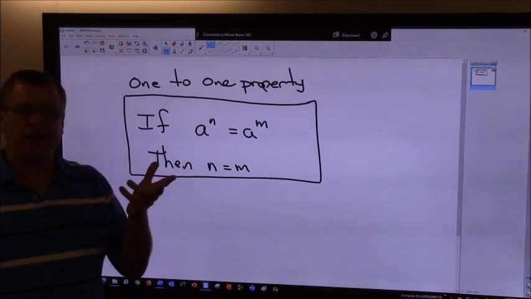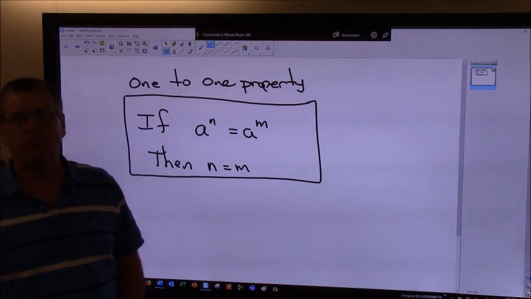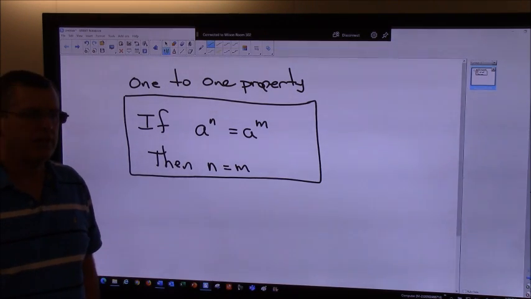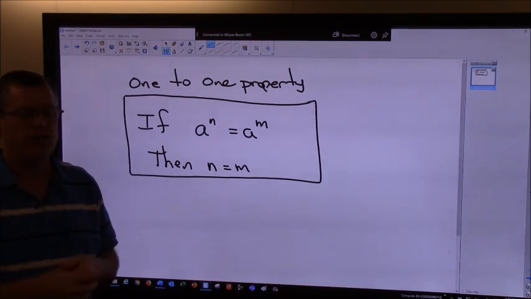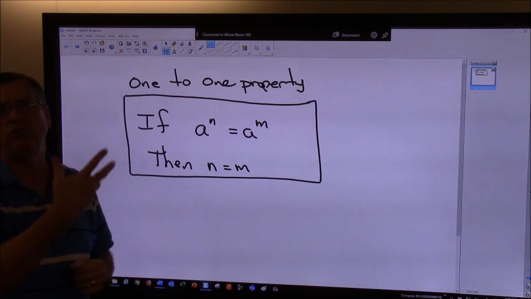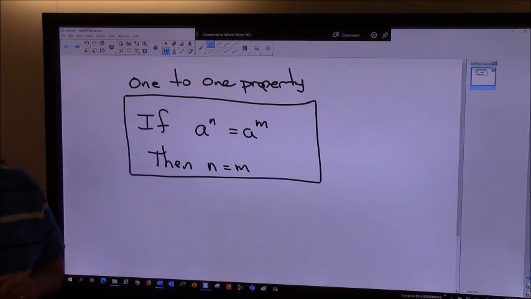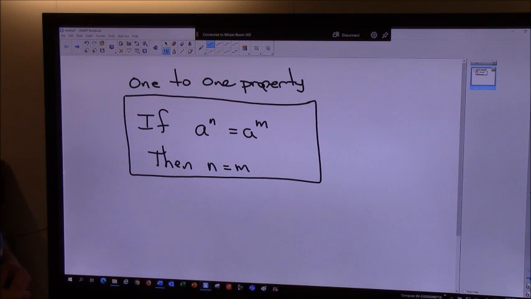So we have two things to talk about today. One thing is this idea of the one-to-one property. The second thing we want to look at is if you invest money, what are some simple formulas that we could use to determine how much money we'll have at the end of an investment. Okay? So let's start with the one-to-one property.